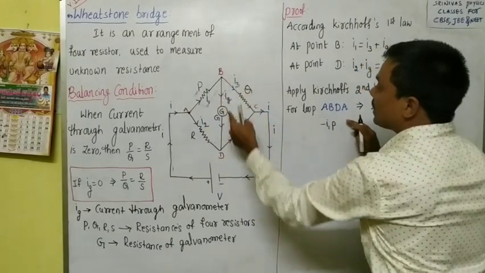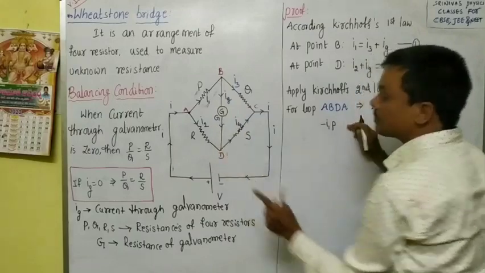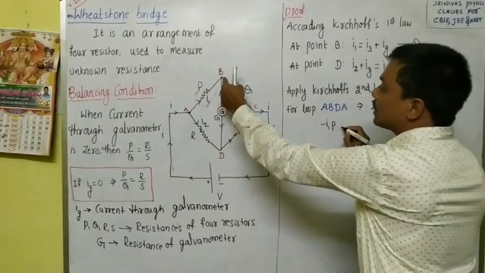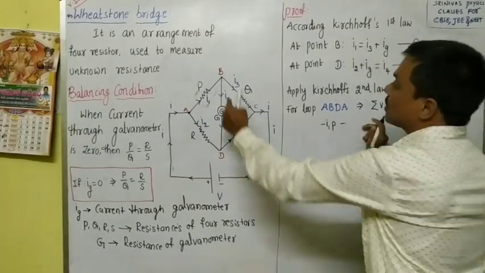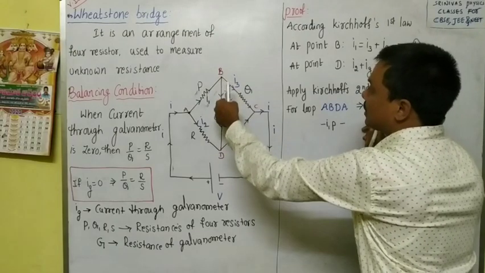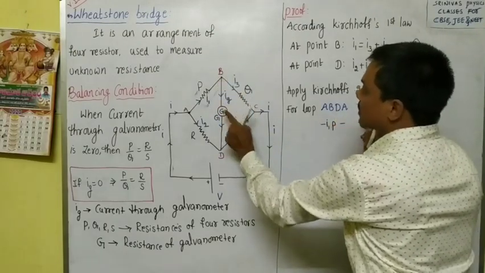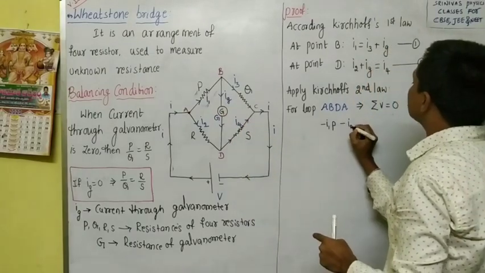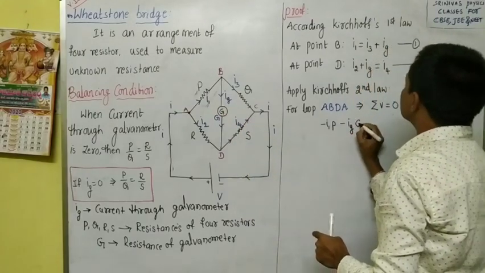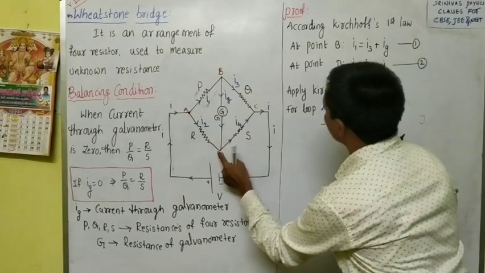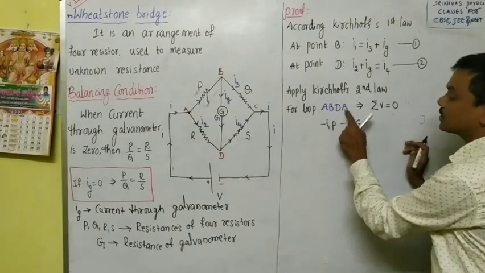Next, B to D I am traveling, again in the direction of the current. When you go in the direction of the current, we have to take minus. Then what is the potential drop across this galvanometer? B to D, that is current into resistance. The current is Ig, and the galvanometer resistance is capital G. B to D is completed.